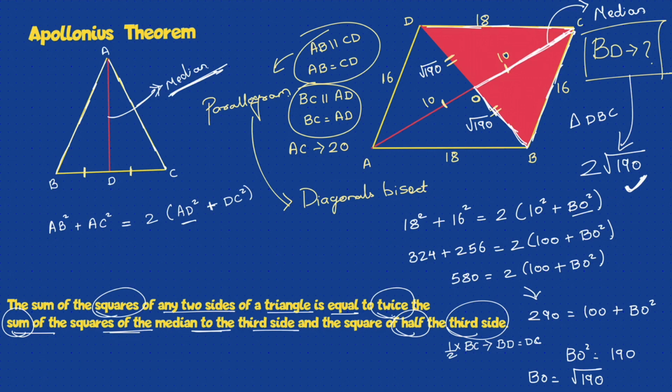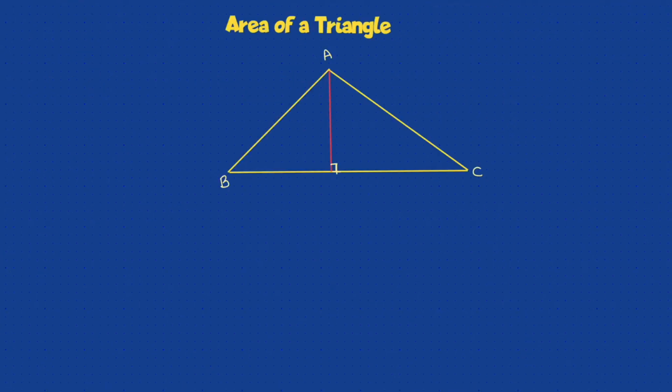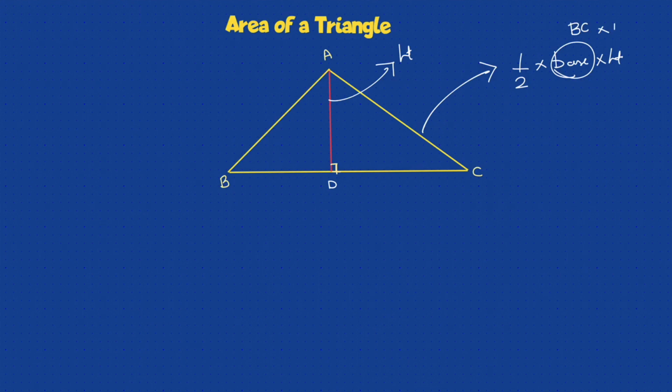So after theorems, we move on to a new concept: area of a triangle. Let's see how many formulas there are to find the area of a triangle. The first basic formula: this is a triangle ABC which is given to us. The formula is half into base into height. What will be the height of this triangle? Height in geometry is always the perpendicular.